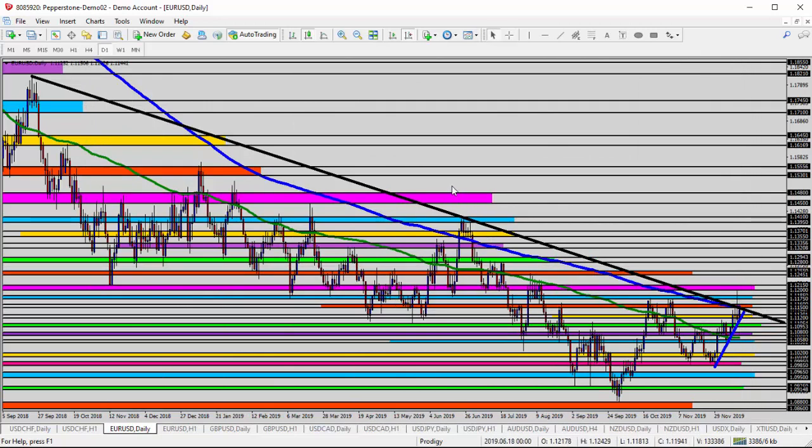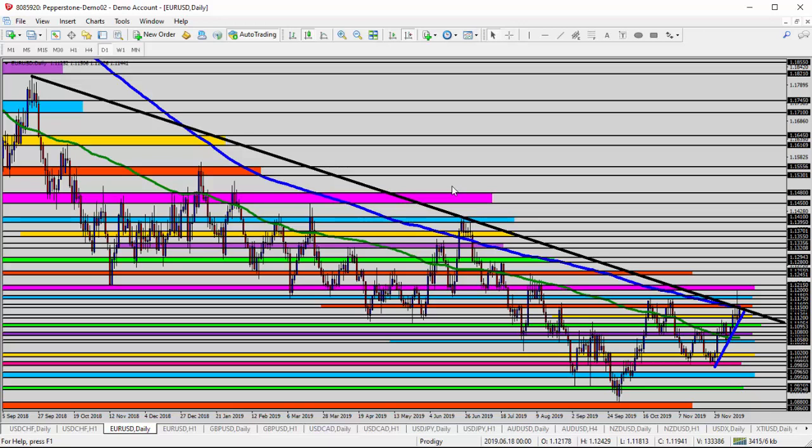Something else I wanted to point out here on the daily time frame are the two moving averages. The 200 period simple moving average, the blue line, and the 100 period simple moving average, the green line. Both of them sloping lower, both of them going down, also implying a downtrend. With the black trend line and the two moving averages, we have overall been in a downtrend for quite a long time here for the euro dollar.